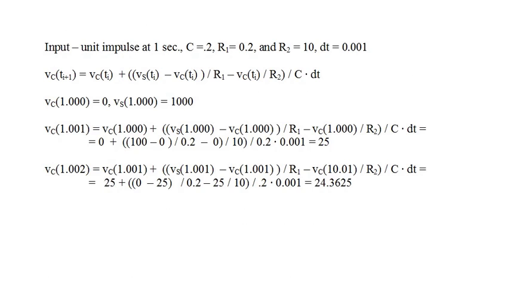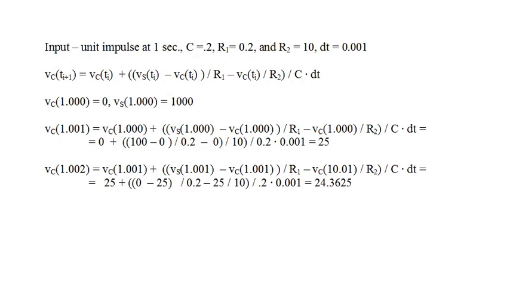Do we want to do some hand calculations? We do. We'll program the signal generator to generate a unit impulse at t equals 1 second, and the circuit parameters are capacitance C equals 0.2 farads, R1 equals 0.2 ohms, and R2 equals 10 ohms. We'll set dt to 1,000th of a second to get high resolution for the impulse response.